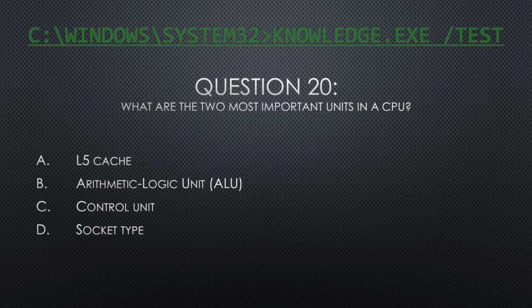Question number 20. What are the two most important units of a CPU? A. The L5 cache. B. The arithmetic logic unit, or ALU. C. The control unit. And D. The socket type. The control unit and the arithmetic logic unit are the most important units in the functioning of a CPU, so B and C are correct.